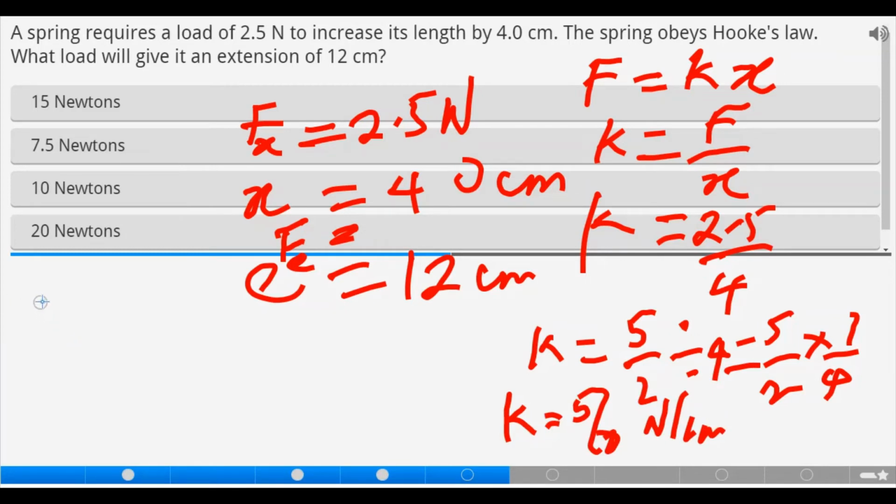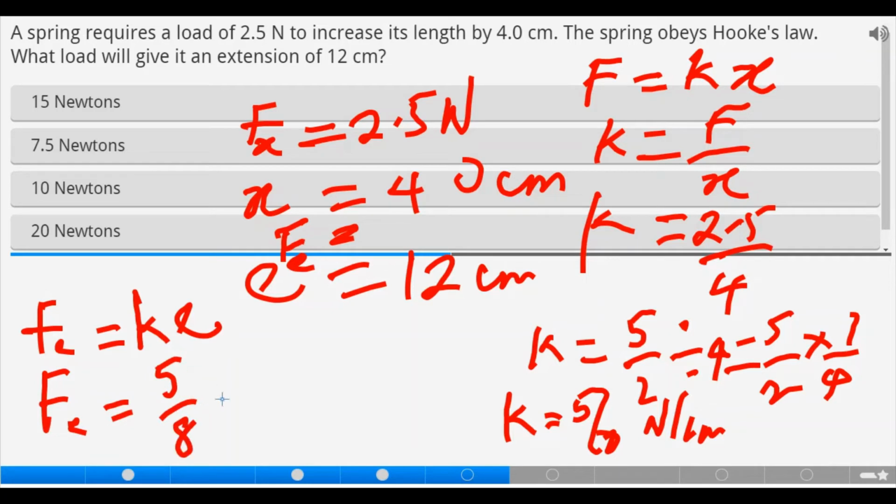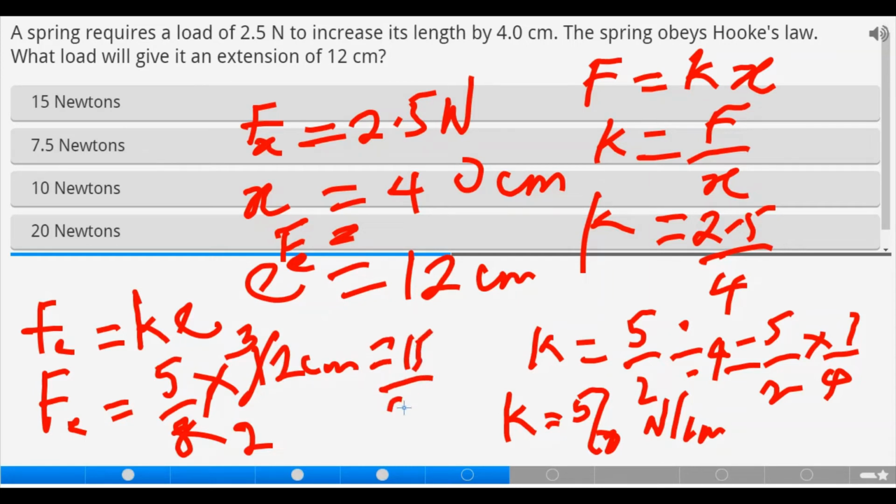So F now for the extension is equal to K times the extension. That gives 5 over 8 times the extension of 12 centimeters. So 4 here, that's 2. 4 here, that's 3. 5 times 3, that's 15 over 2 in newtons. That gives 7.5 newtons. Do we have 7.5 newtons?